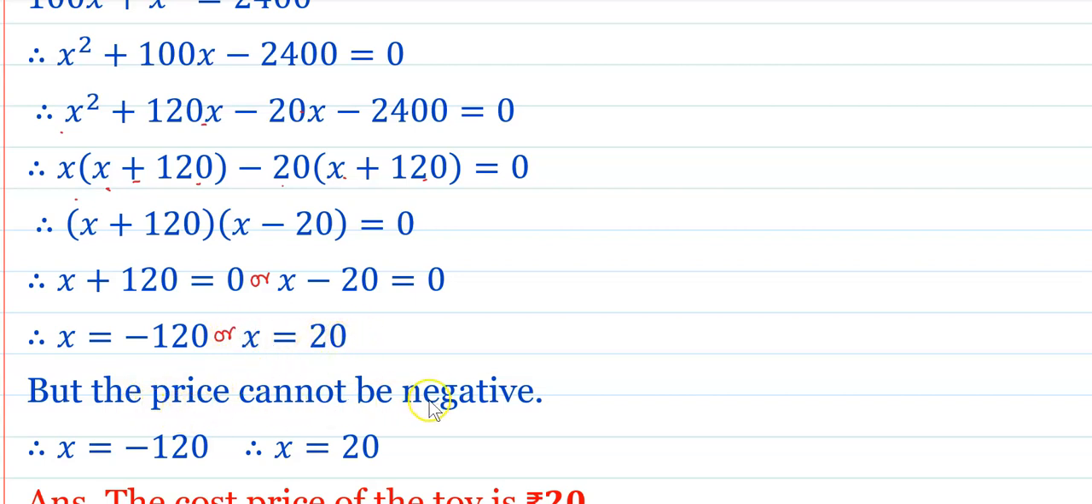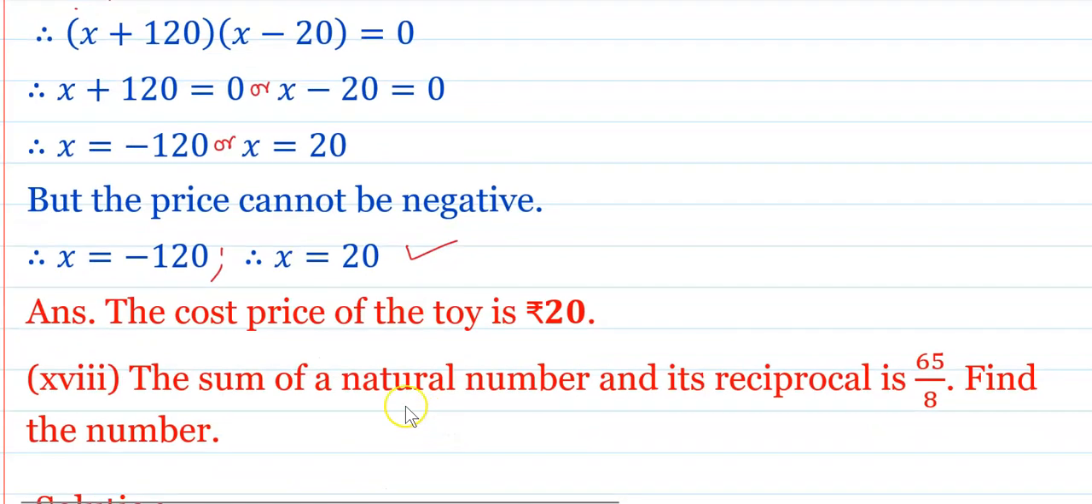But the price cannot be negative. Therefore, x is equals to minus 120 is not possible. Therefore, x is equals to 20 we consider here, and hence the cost price of the toy is rupees 20.